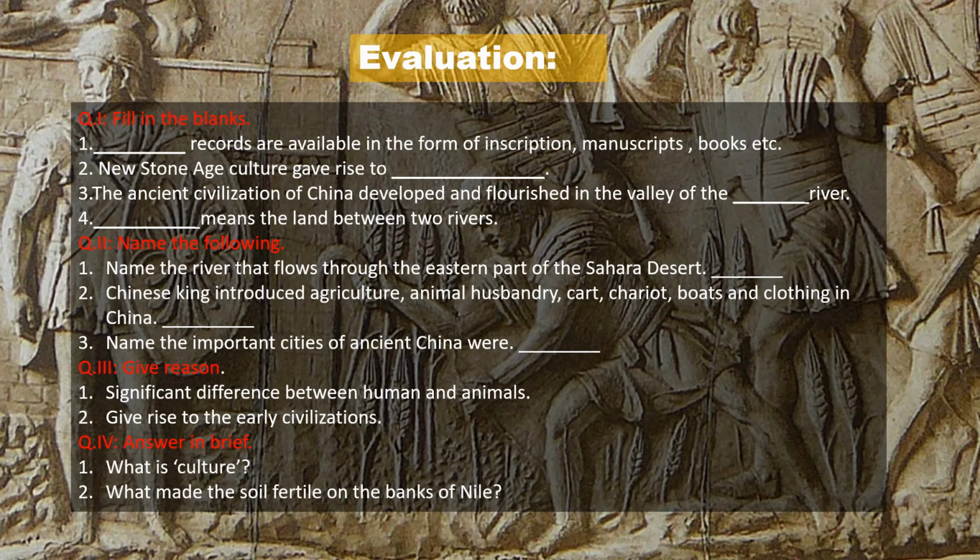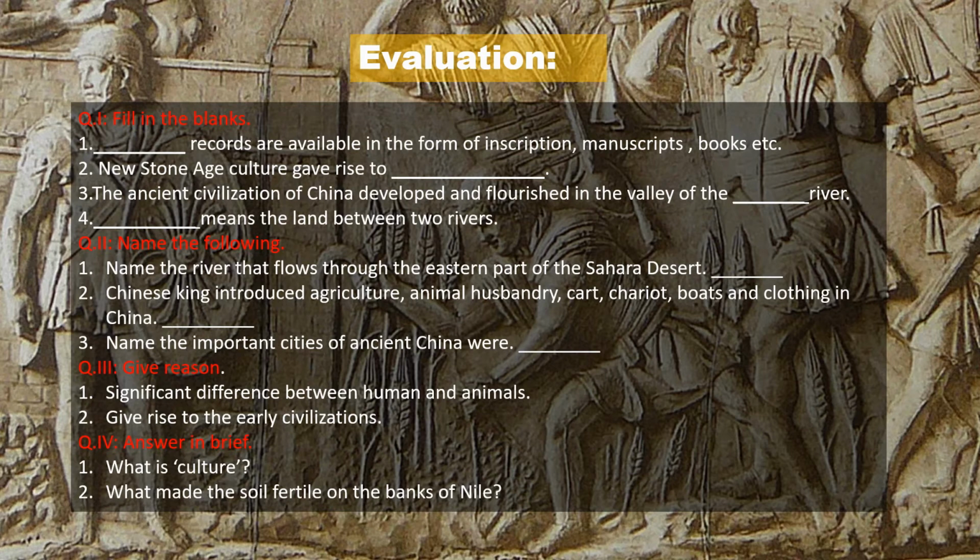Give reasons. Significant difference between humans and animals. Answer: Animals do not bring about change in their environment, whereas humans change the character of their surroundings. They process substances from nature to suit their needs. This is the significant difference between humans and animals.